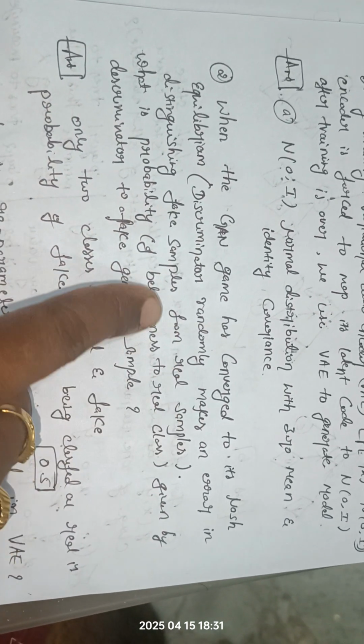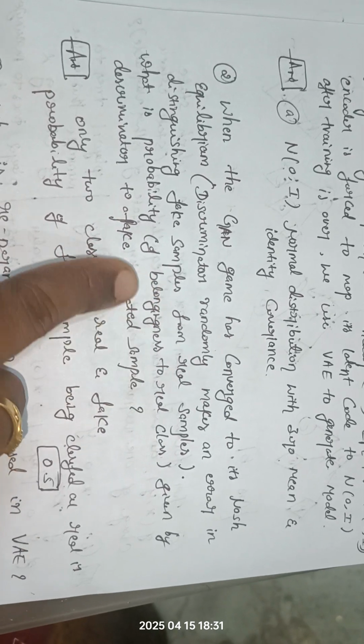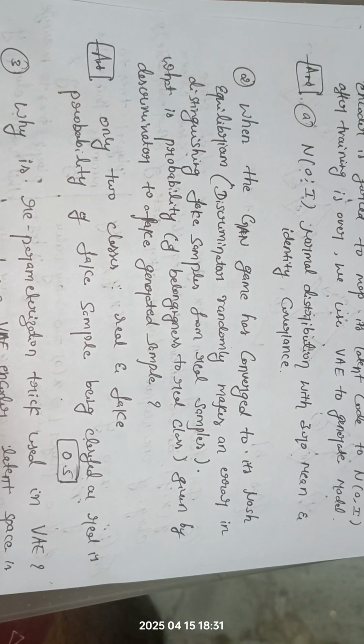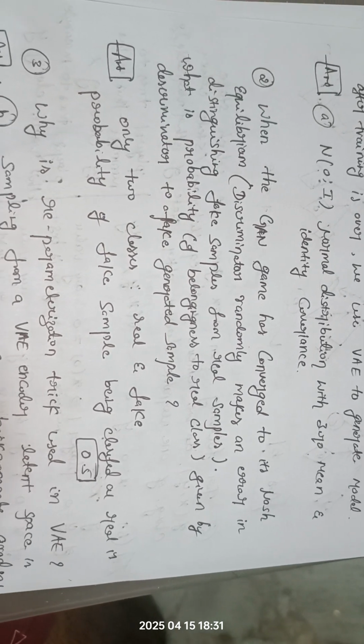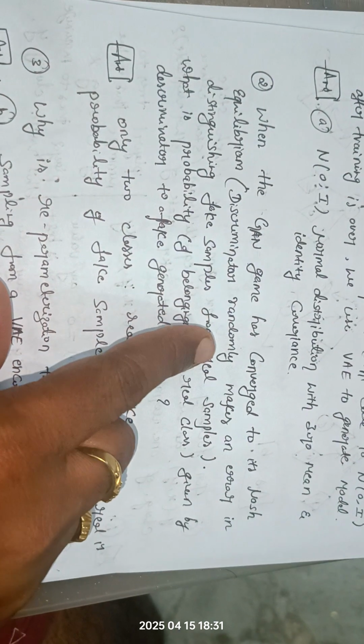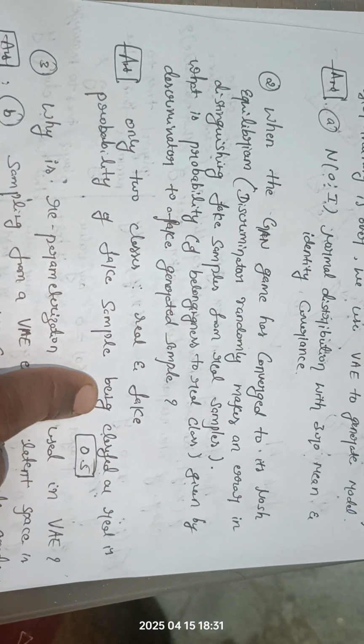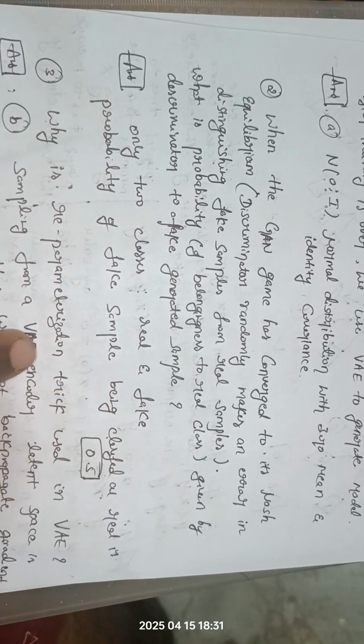Second one: when the GAN game, that is the generative adversarial networks game, has converged to its Nash equilibrium, the discriminator randomly makes an error in distinguishing fake samples from the real samples. What is the probability of belongingness to the real class given by the discriminator to the fake generated sample? There will be only two classes here, one is fake and the other is real. So the probability is 1 by 2, so it is half.